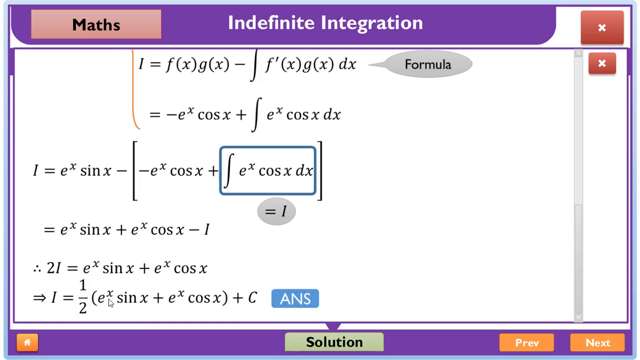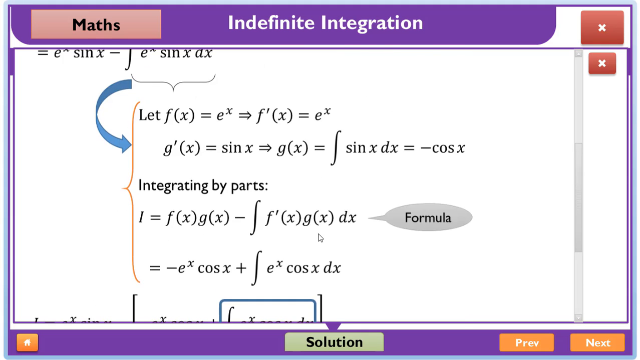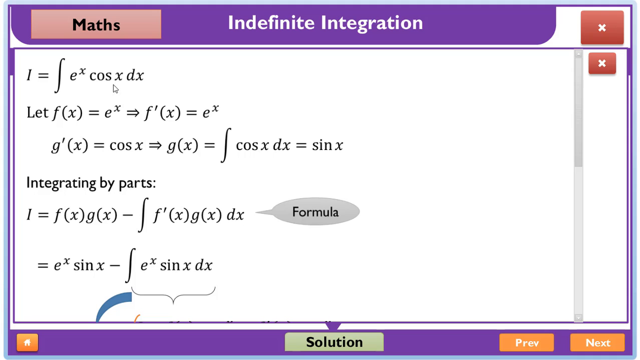You can further simplify this by taking e to the power x out common here. So it will be e to the power x upon 2 whole into sin x plus cos x. So this is how integrals of this type are solved using integration by parts.